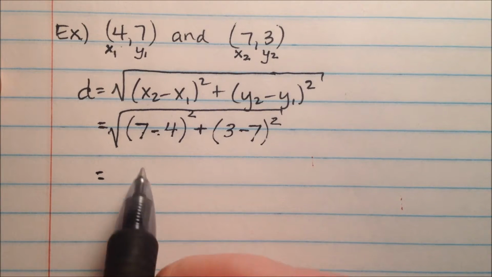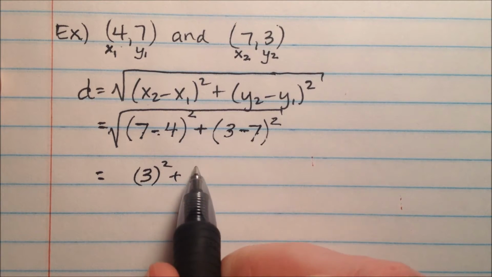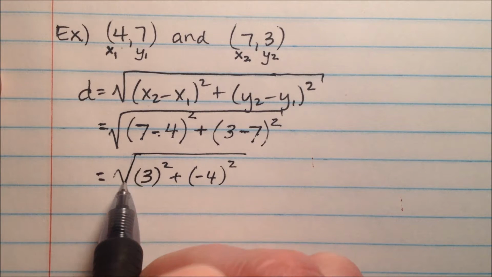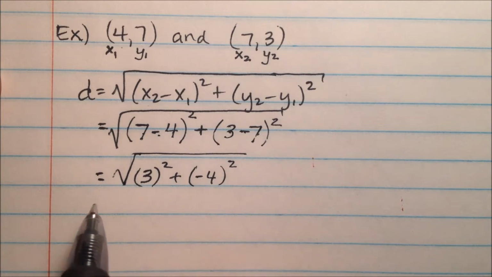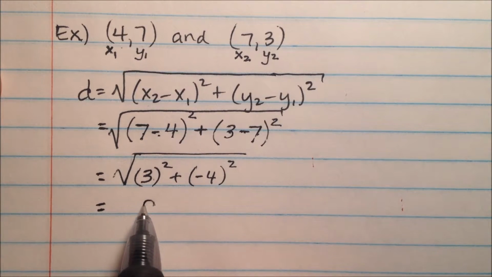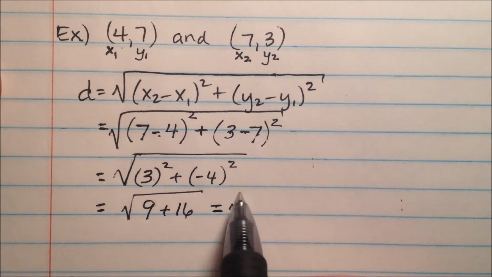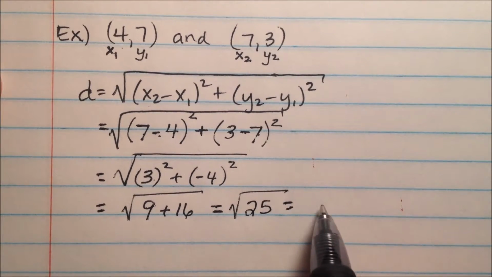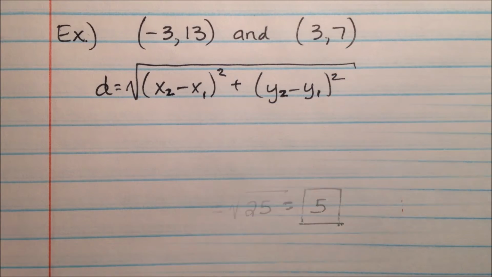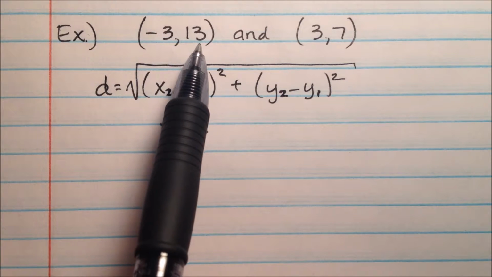Okay, 7 minus 4 is going to be 3, so 3 squared, and 3 minus 7 is going to be a negative 4, so that's going to be squared, and then I'll have it just like that. So, whenever I do this, 3 squared is going to be 9, negative 4 squared is going to be 16, and it's going to be the square root of 25 again, and it'll be 5 units. So that's another example.